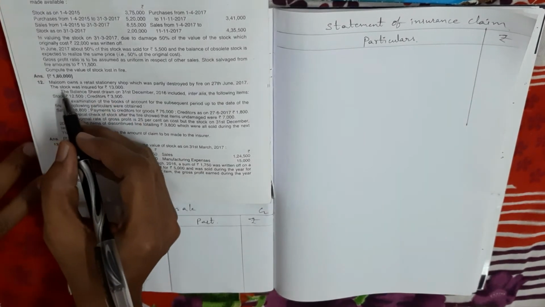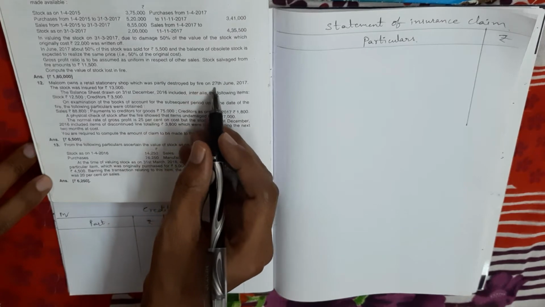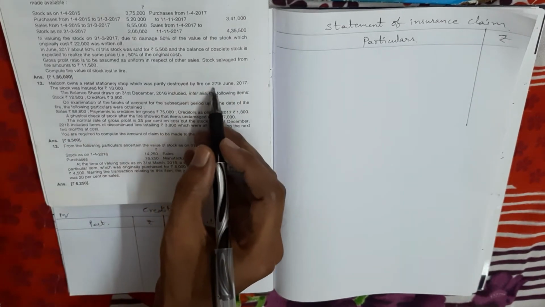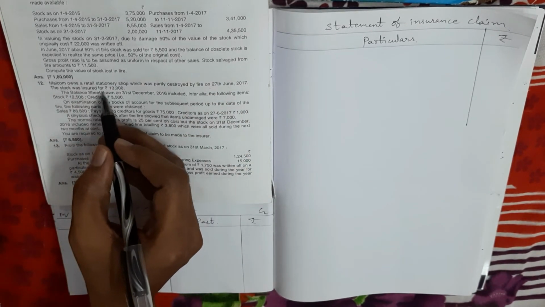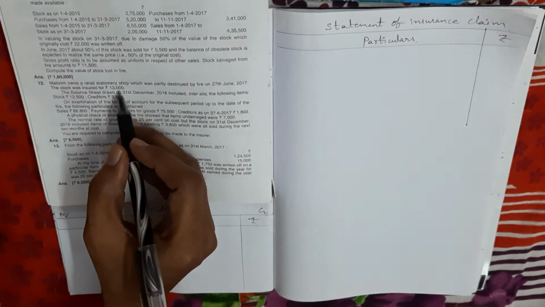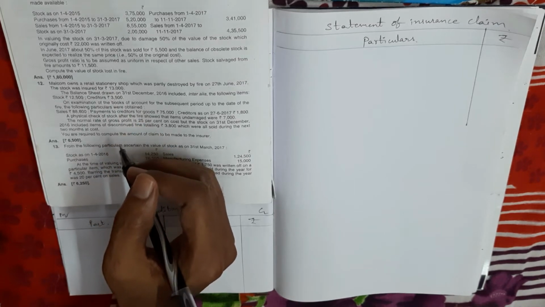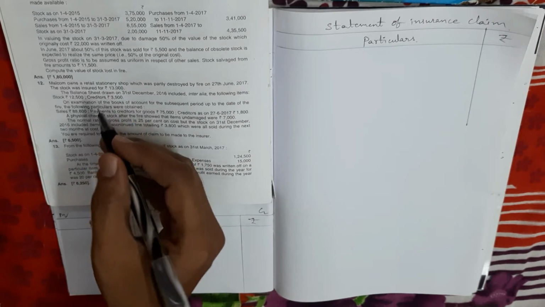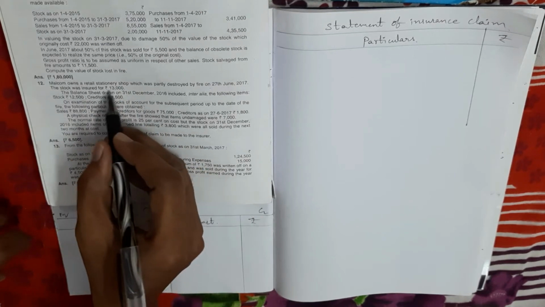See the question. A retail stationery shop was partly destroyed by fire on 27th June 2017. What is the fire accident date? 27th June 2017. The stock was insured for 13,000 rupees. My dear, here the insurance policy amount is given, 13,000 rupees. Insurance policy amount given means we compare the estimated value of stock with the insured amount. If the estimated value of stock is more, we apply the average clause. So remember this point.